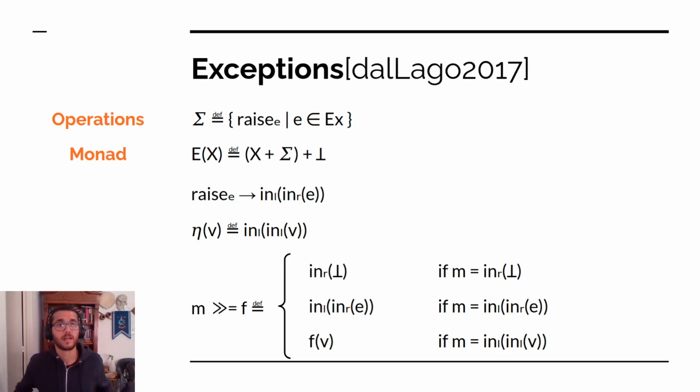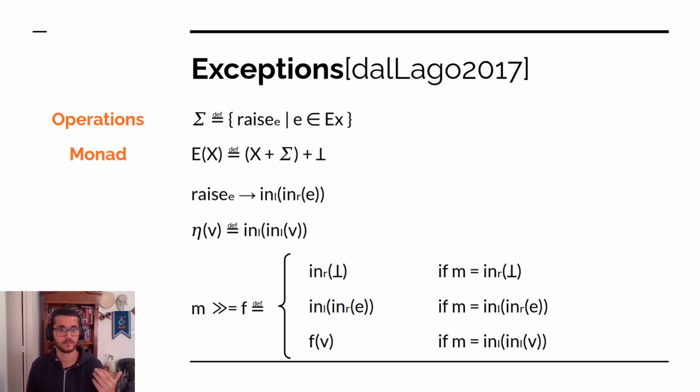For example, assume we have a set EX of exception symbols, and for each symbol define an operation that raises an exception. So we have the classic lambda calculus plus a set of operations representing exceptions. We use the classic exception monad with a special case denoting divergence. So we have three possible cases: either the evaluation of a term diverges, raises an exception, or returns a value.